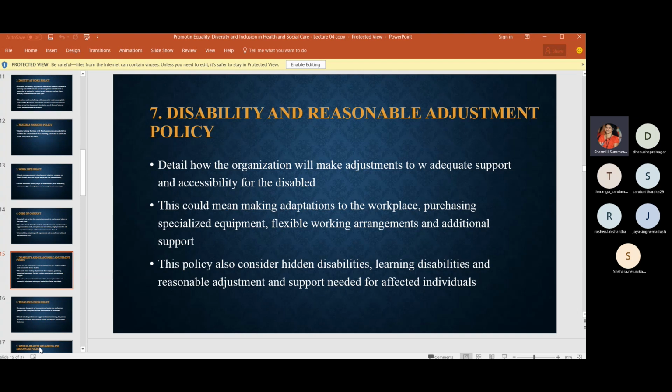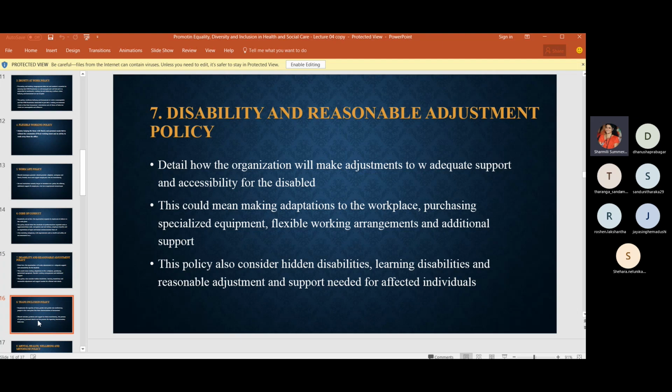So this policy also considers hidden disabilities, learning disabilities, and reasonable adjustment and support needed for the affected individual. According to this policy, they are providing support for disabled people as well. By this policy, we can include disabled people into the institution, and they also can have a good future life.